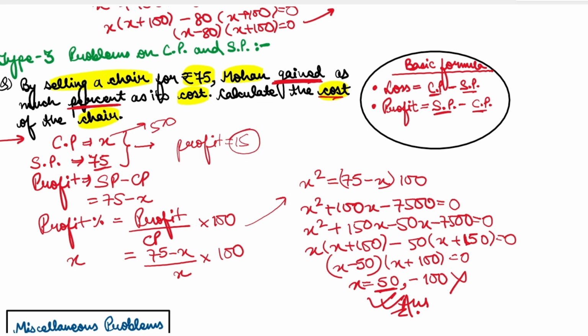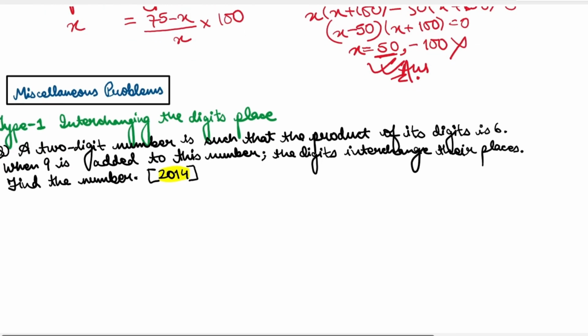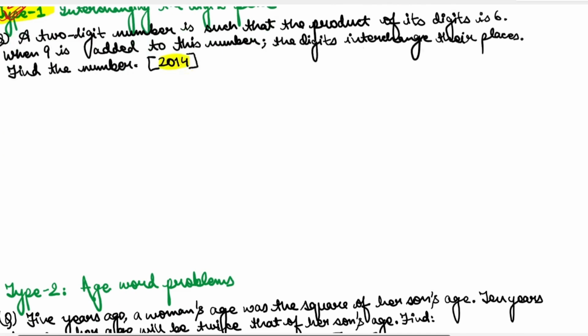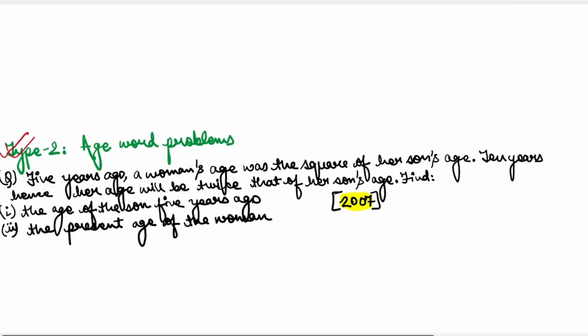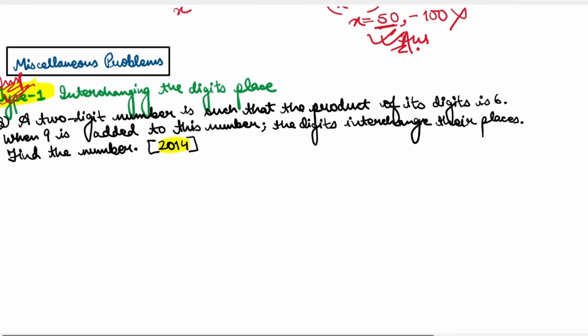Okay, clear till here? Now moving on to the next topic, that is miscellaneous problems. सो मिसलेनियस प्रॉब्लम में दो क्वेश्चन बहुत कॉमन पूछे जाते हैं. Type 1 question is a very important question, and at the same time type 2 also. So these two questions are very important for your board exams. Okay, so type 1 question में क्वेश्चन हमें बोल रहा है इंटरचेंजिंग द डिजिट्स प्लेस. Okay, जब हम डिजिट्स प्लेस को इंटरचेंज कर देते हैं, so let's go through the question.